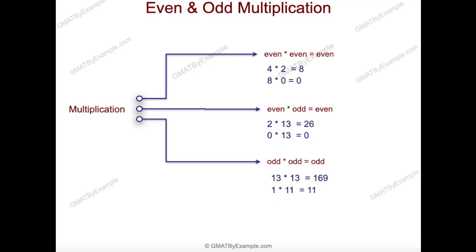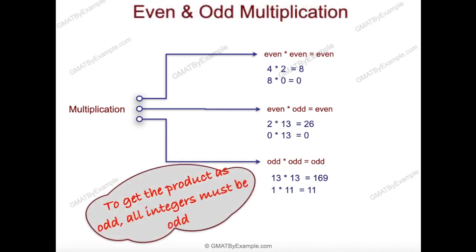As you can see, to get an odd number, all of the integers must also be odd. Otherwise, if an even number is present in the product, then it becomes even. As you can see, to get the product as odd, all integers must be odd. Even if a single even number is present, then the product would be even.